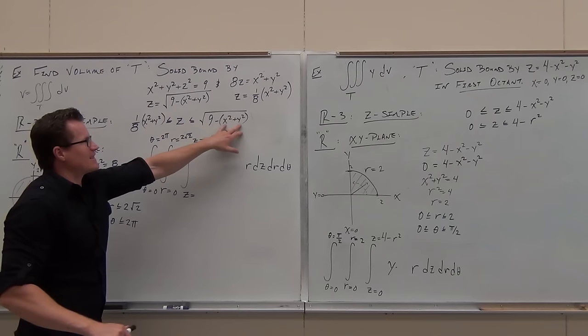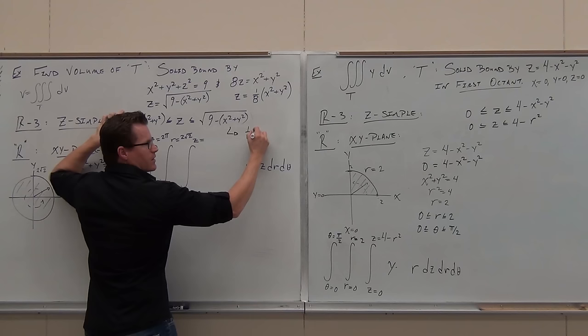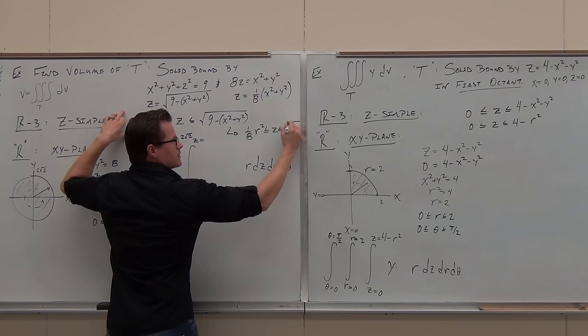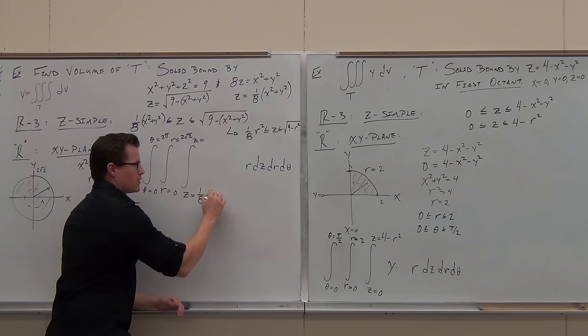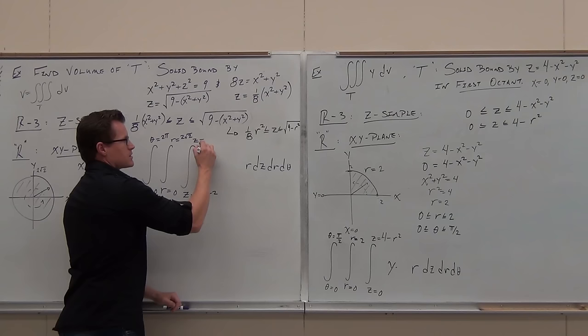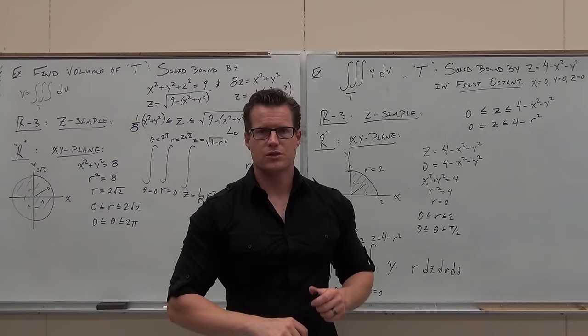This would change to, I'm sorry, what'd you say? 1/8 r squared would be less than z, would be less than 9 minus r squared. Yep. So the bottom function, in terms of rectangulars, in terms of polar, is 1/8 r squared. The top function, in terms of polar, is the square root of 9 minus r squared. So your fans feel okay with that one?